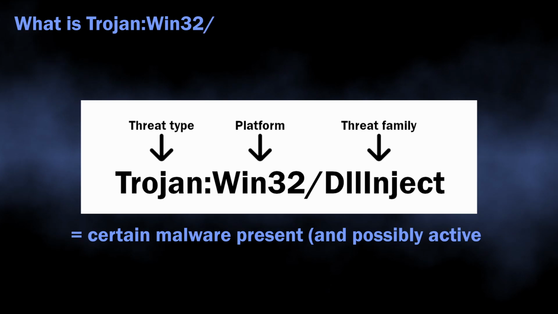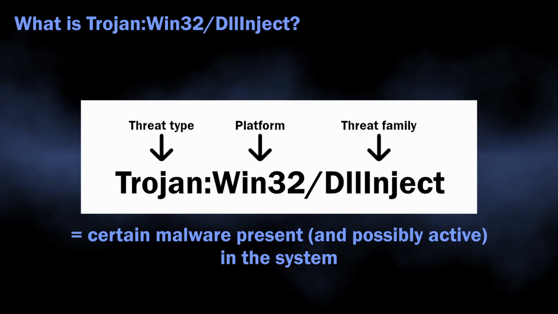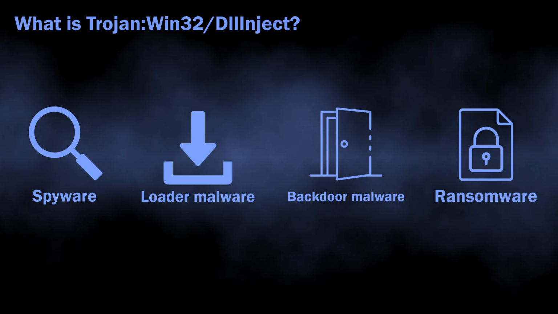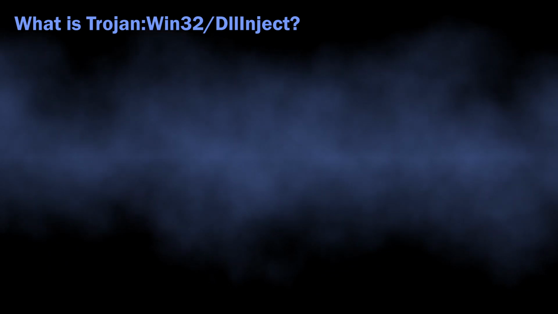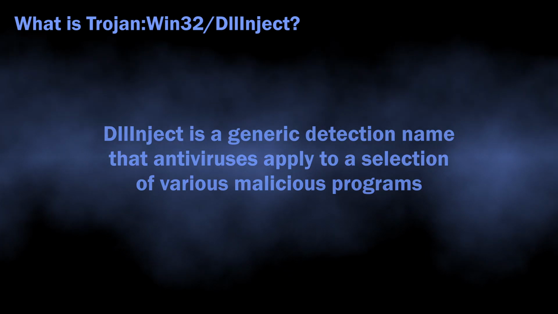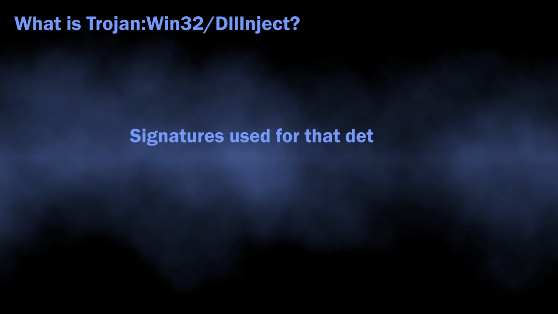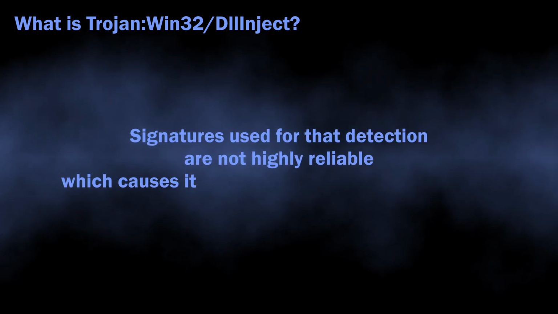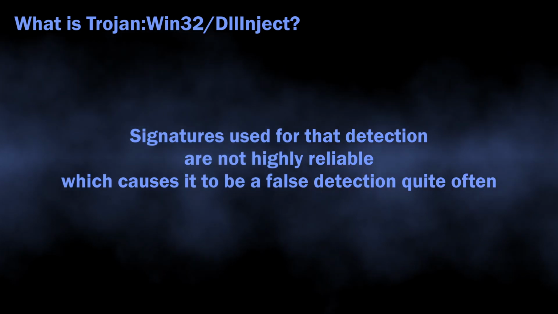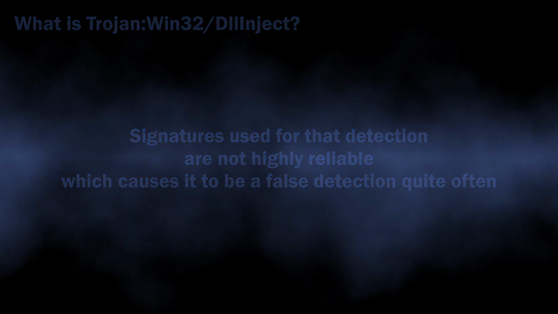In normal situations, Trojan Win32 DllInject can flag a wide variety of malicious programs, from loaders, spyware, and backdoors to ransomware. The name is totally generic. There is no big malware family that has such naming. The signatures that are used to detect this malware are not very reliable, which leaves plenty of room for incorrect detections, but we will get back to it later.